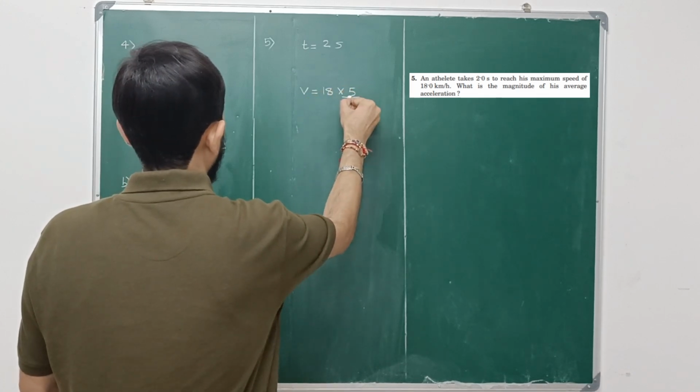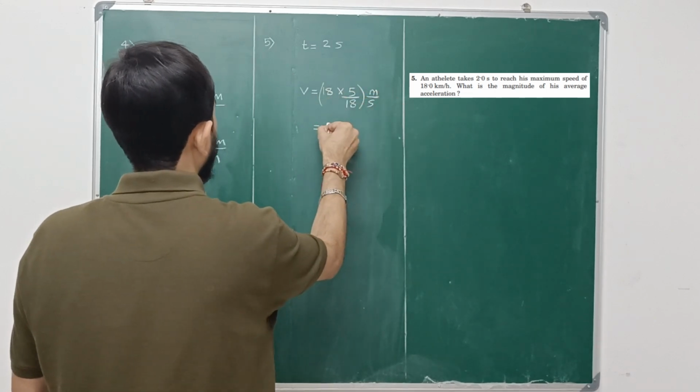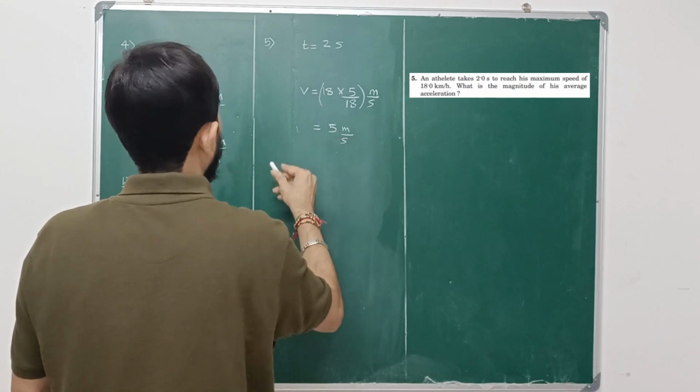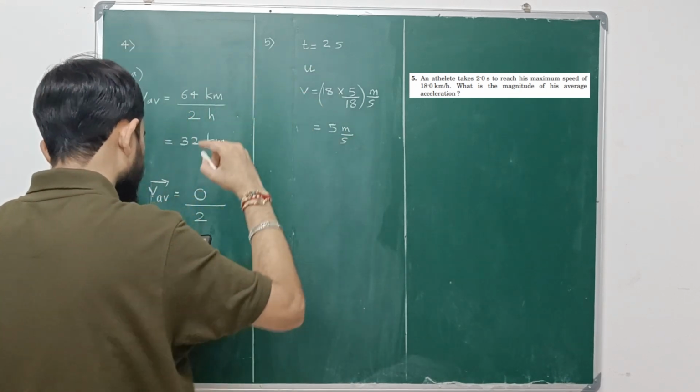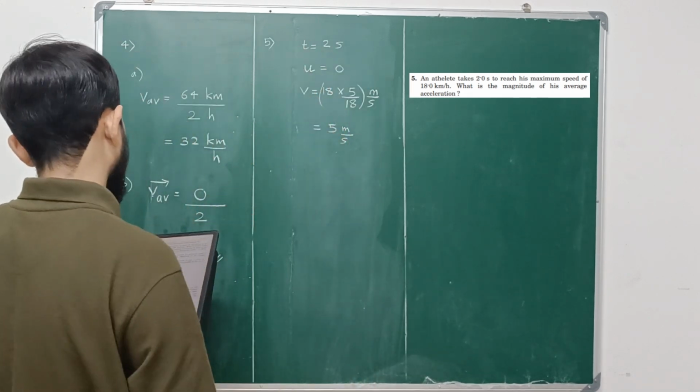So 18 into 5 by 18. Now the unit will be meter per second. So this will be 5 meter per second. He is beginning to run, so I am assuming initial velocity is 0. U is 0. Okay sir.